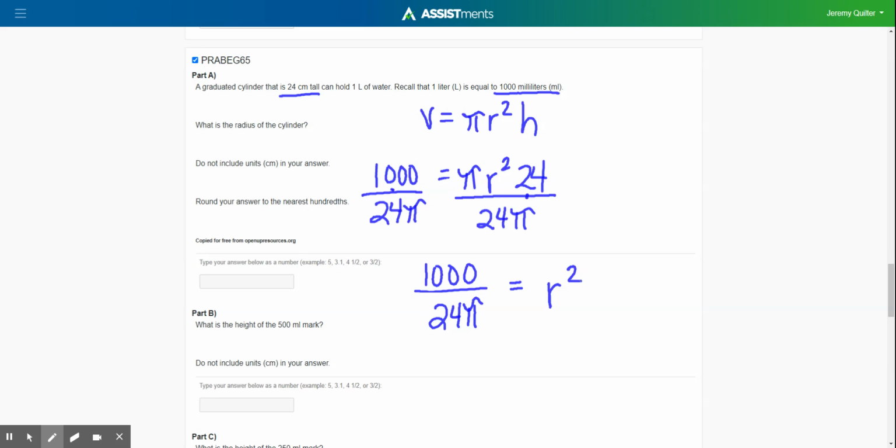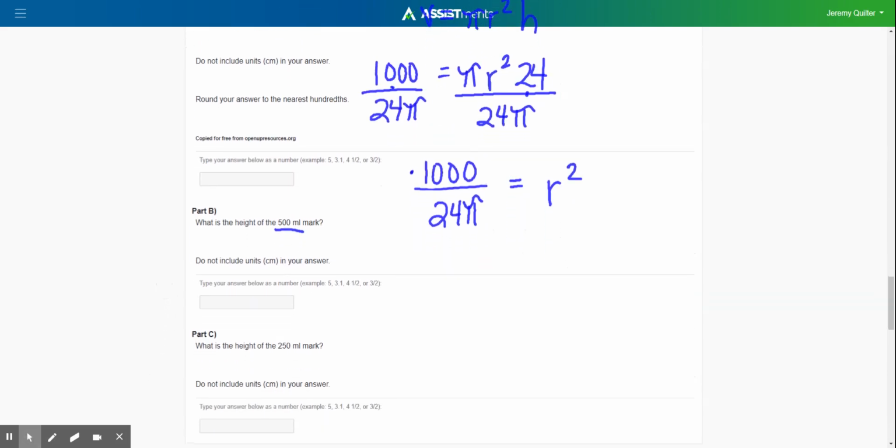After we find this, you'll have to use that same kind of information when we talk about the 500 milliliter mark, which would be half of the total volume. And then in part C, we talked about the 250 milliliter mark, which would be 1/4 of the total volume of 1,000.